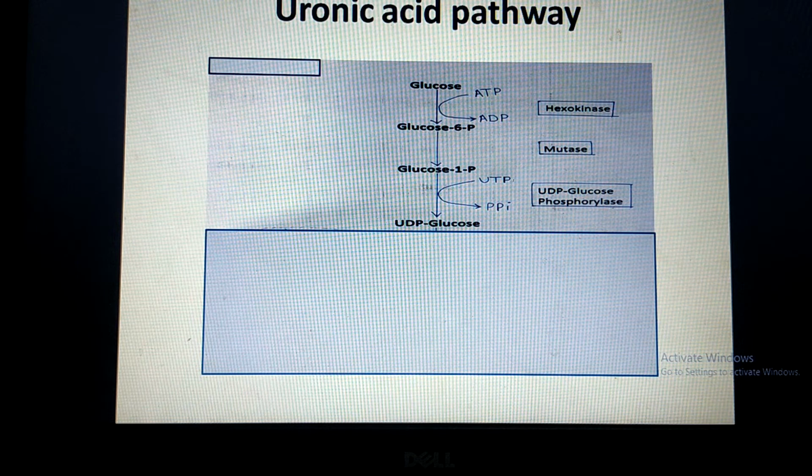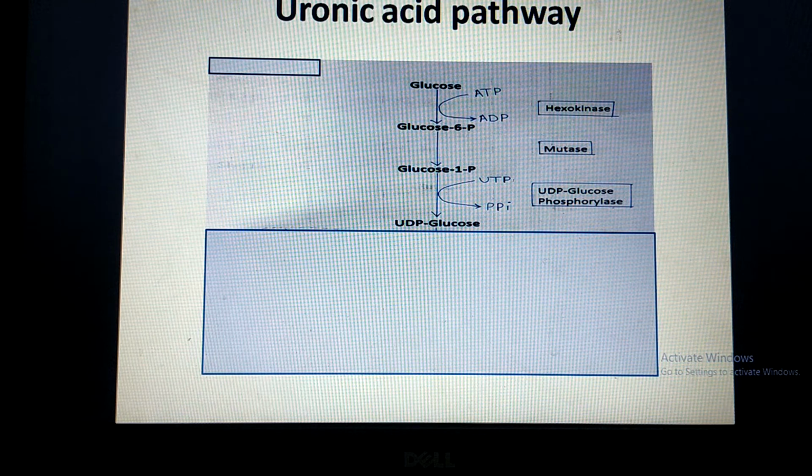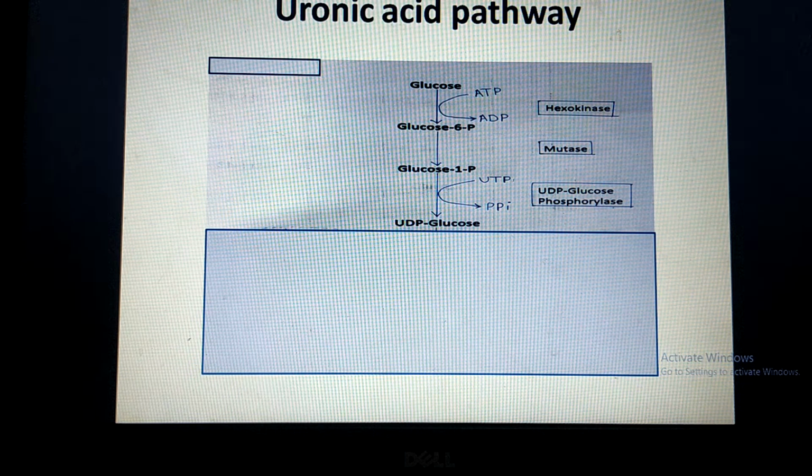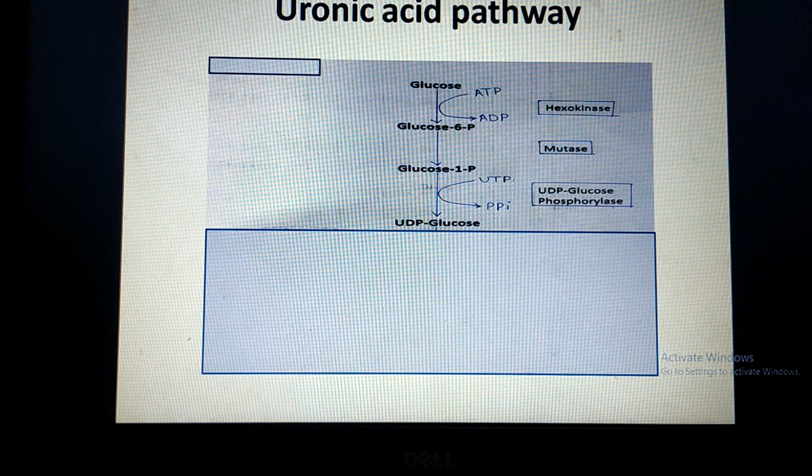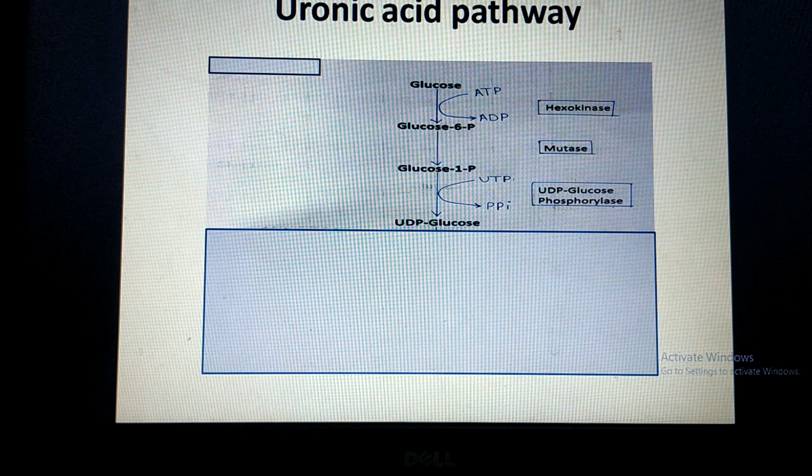First, glucose is converted into glucose 6 phosphate, which is a common step catalyzed by enzyme hexokinase. Now this glucose 6 phosphate undergoes mutation to form glucose 1 phosphate with the help of enzyme mutase. Then glucose 1 phosphate combines with uridine triphosphate, UTP nucleotide. Here UTP is hydrolyzed to UDP and combines with glucose to form UDP glucose, and two phosphate groups, one from glucose and one from UTP, are removed in the form of pyrophosphate. The enzyme required for this step is UDP glucose phosphorylase.